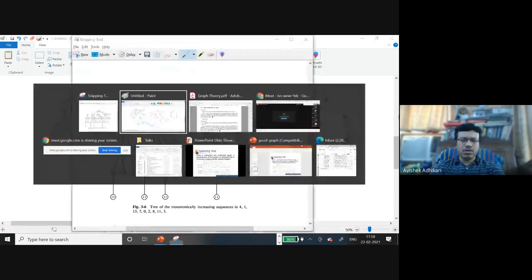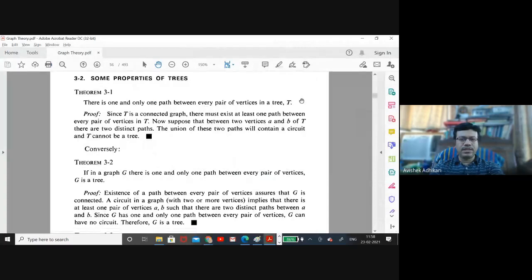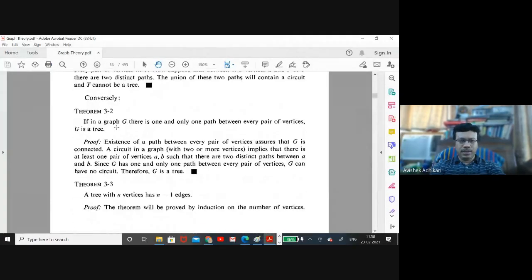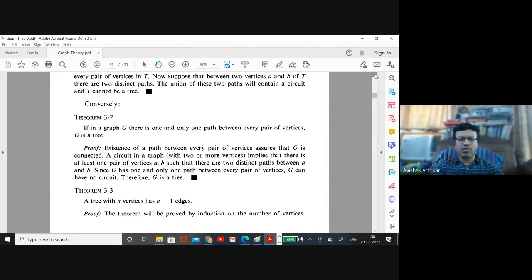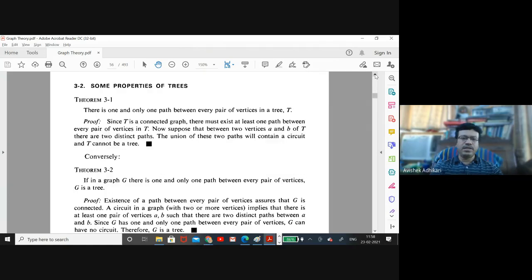The next result says that if in a graph there is one and only one path between every pair of vertices, then the graph becomes a tree. It's just the converse part of the whole theorem. In the previous theorem, it says that there is one and only one path between every pair of vertices in a tree. So you are given a tree and you need to prove that there exists one and only one path between every pair of vertices.